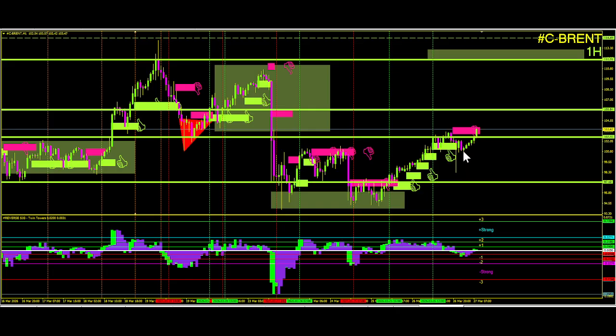And then there's another little probe right there, something similar to a hammer, which is a bullish candlestick pattern. We're looking at an hourly chart, by the way, for Brent crude oil. We're using MetaTrader as a source.